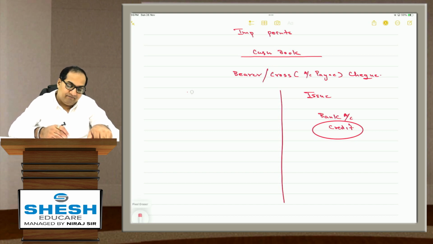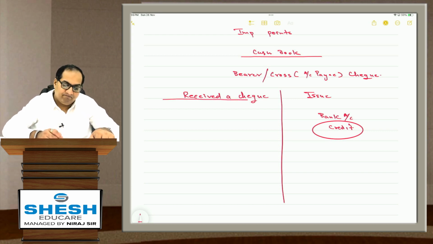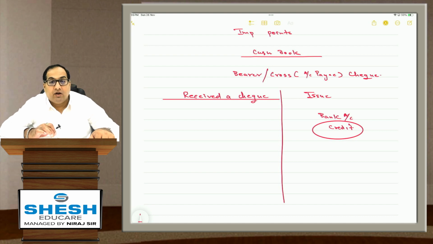But if I have received a check, then perhaps things are little technical. Like we discussed, that I have issued a bearer check, so my bank will make the payment to the person who will carry the check. Same way, if I have received a bearer check, then will I say bank account debit?